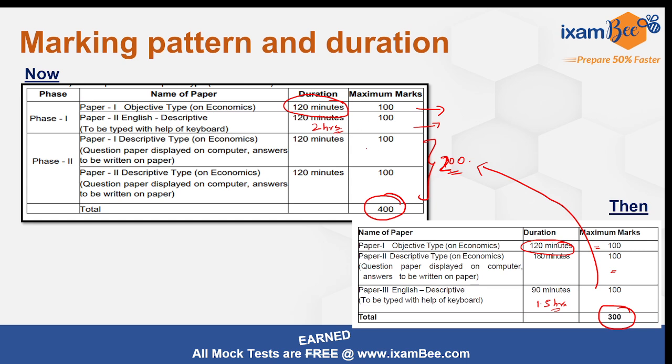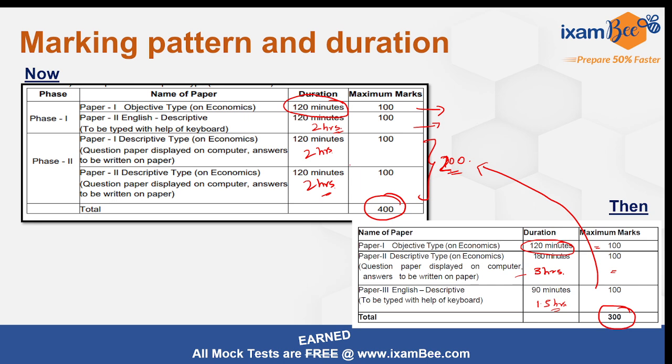The other thing is, because there was a single paper on descriptive economics, it used to be of 3 hours, which is now broken down into 2 papers of 2 hours each. Right? There will be a break in between. These will be held in shifts. It has been written in the notification. All these papers under different phases will be held in shifts. So yes, it will not be a continuous paper for you all.